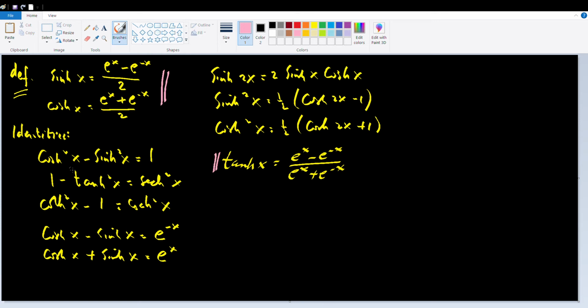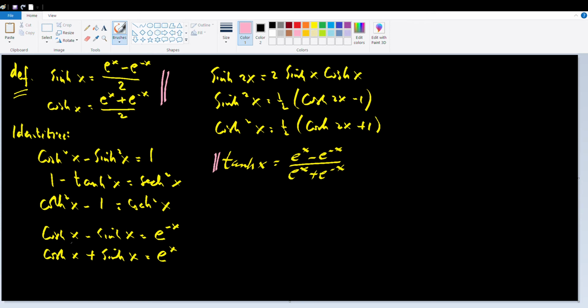For the identities for trigonometric functions, we have sine squared plus cosine squared equal to 1. But for hyperbolic functions, it will be hyperbolic cosine squared x minus hyperbolic sine squared x equal to 1. Before, we have 1 plus tangent squared equal to secant squared. For hyperbolic functions, it will be 1 minus hyperbolic tangent squared x equal to hyperbolic secant squared x. Hyperbolic cotangent squared x minus 1 is equal to hyperbolic cosecant squared x. This is analogous to 1 plus cotangent squared equal to cosecant squared.